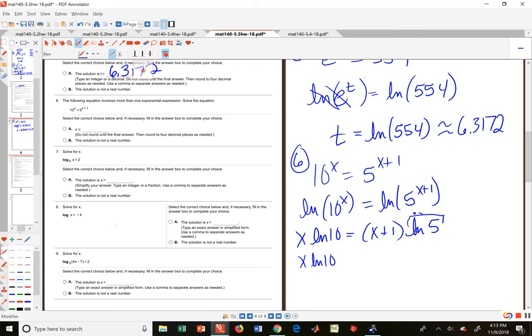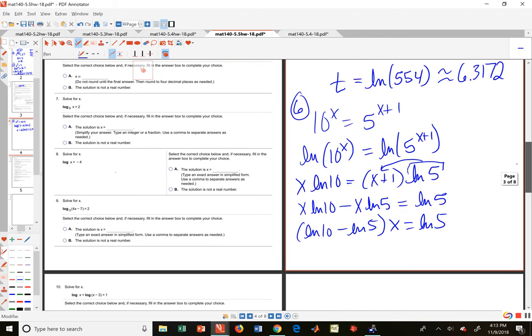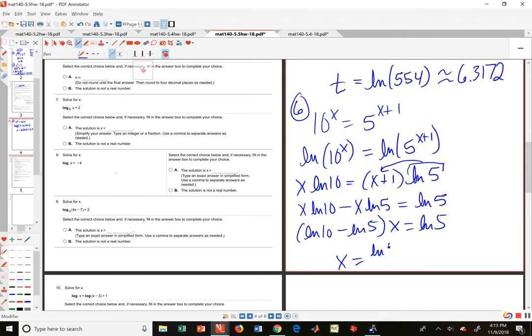If you send this ln of 5 in there, bring it to this side, then we have x ln of 10 minus x ln of 5 equals ln of 5. You pull an x out, or let's pull the x out the back. It's the same as if you pulled out the front or the back. And you have an ln of 5 still on the right. And we want to know what x is. So x is the ln of 5 divided by the ln of 10 minus the ln of 5. And there is the value of x.